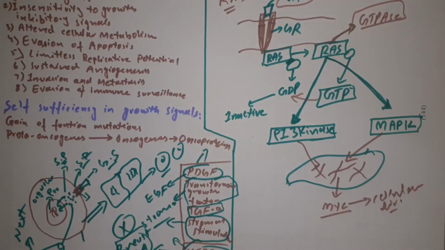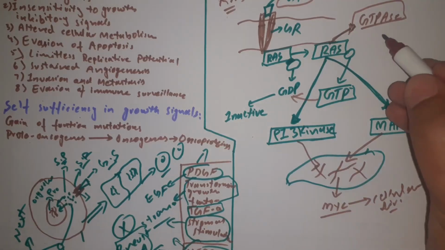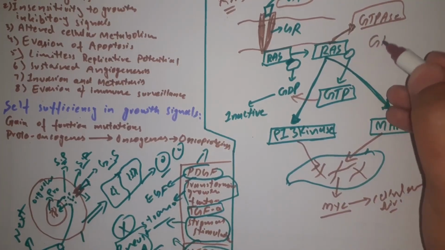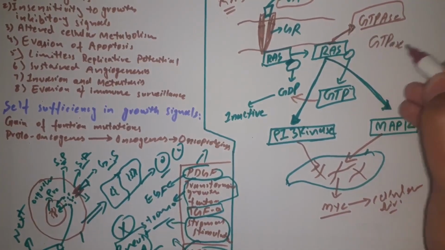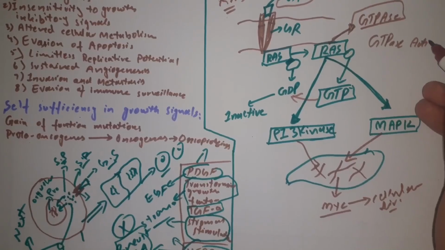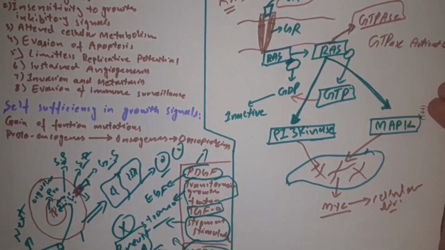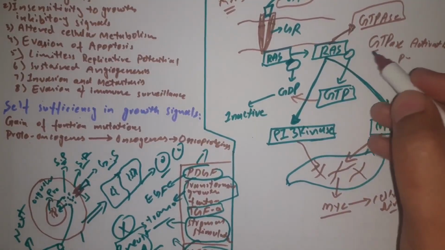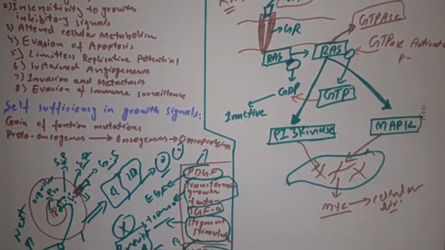Moreover, there are some other proteins which are called GTPase activating proteins. These GTPase activating proteins further enhance the GTPase activity here. Okay, so they also lead to the down regulation of the RAS pathway.